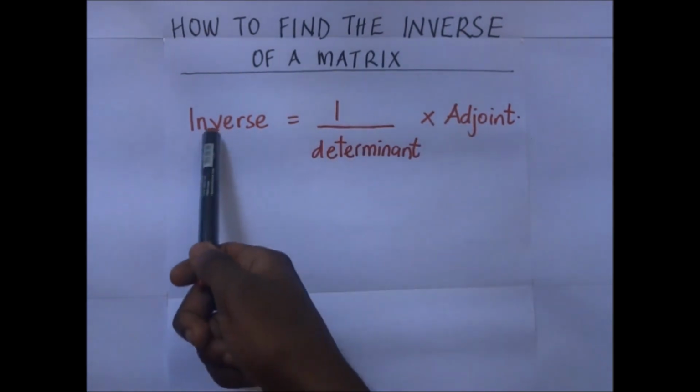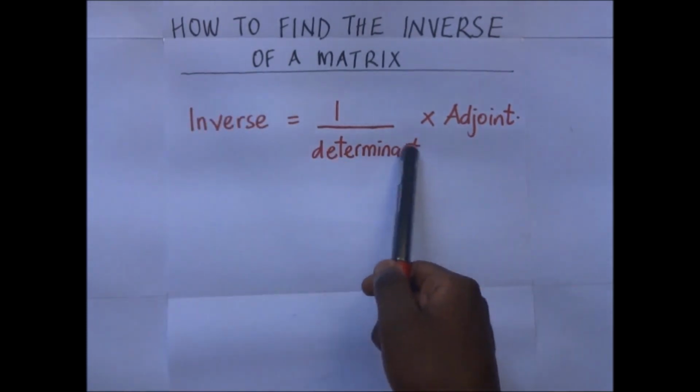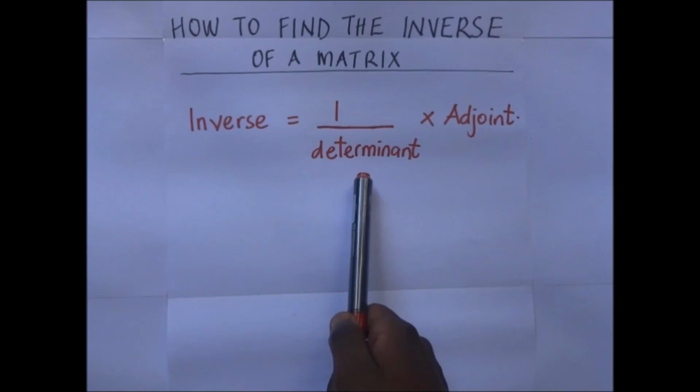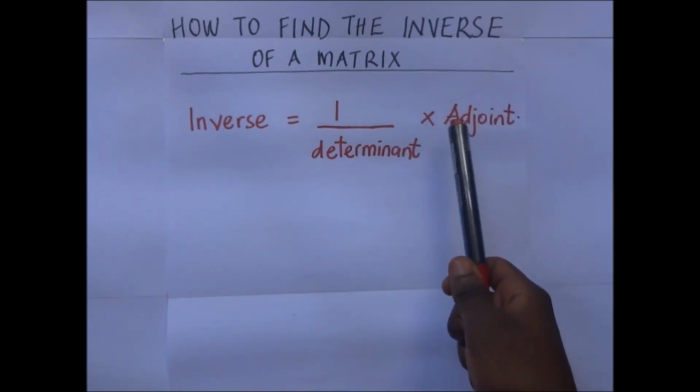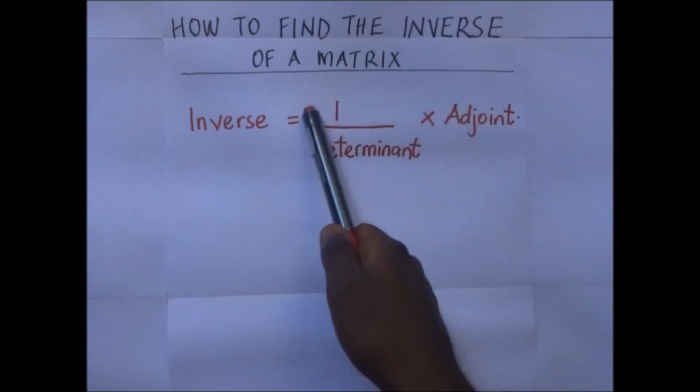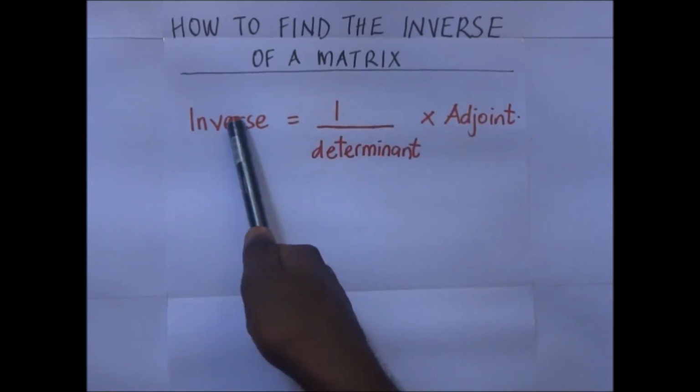Now, for us to be able to find the inverse of the matrix, we need to know how we find the determinant of a matrix. Then we also need to know how we find the adjoint of a matrix, so that we are able to substitute it in this expression, 1 over determinant times adjoint, so that we are able to get the inverse.